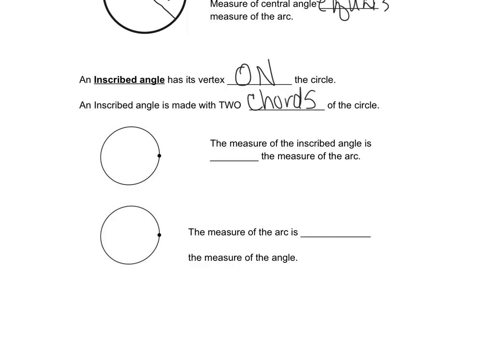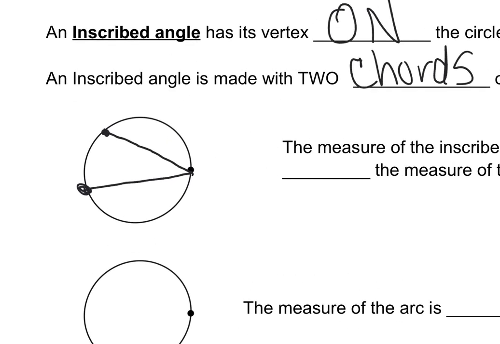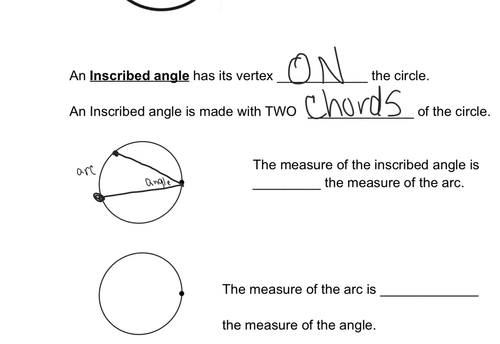So I'm just going to draw in a chord. Remember, a chord goes from one side to the other. It's a segment. I am just going to draw in my two chords and the measure of the inscribed angle. So this is going to be in here. This is our inscribed angle, and this is our arc. Okay, so now instead of the angle coming from the center, the angle is coming from the side. And the measure of the inscribed angle is half the measure of the arc.